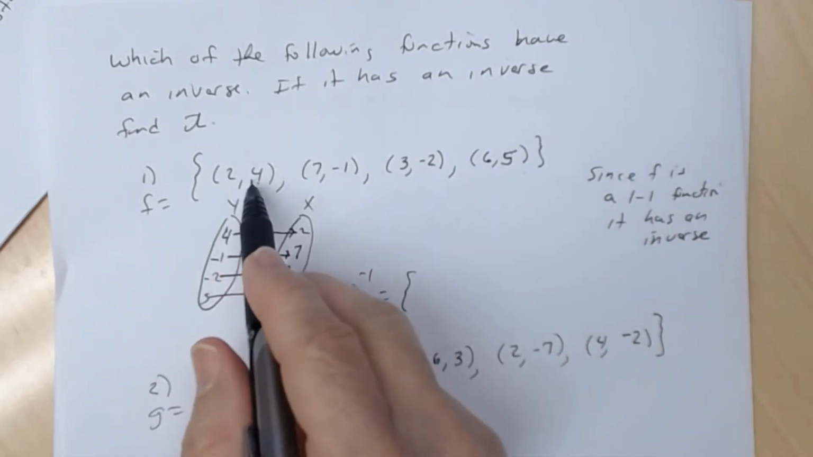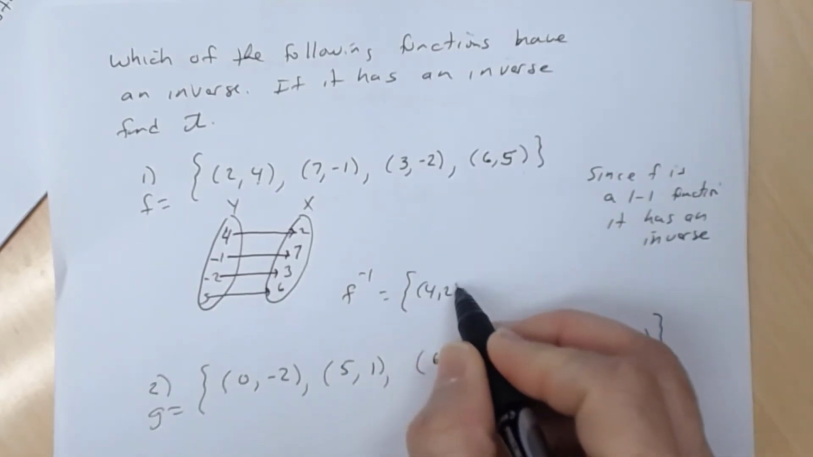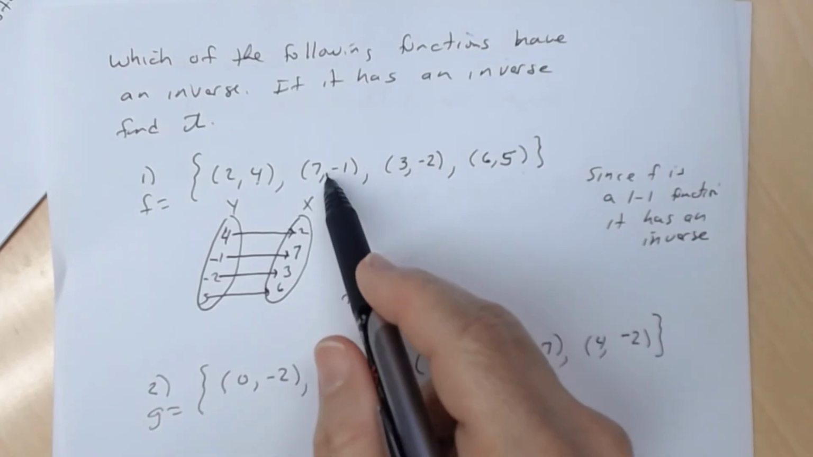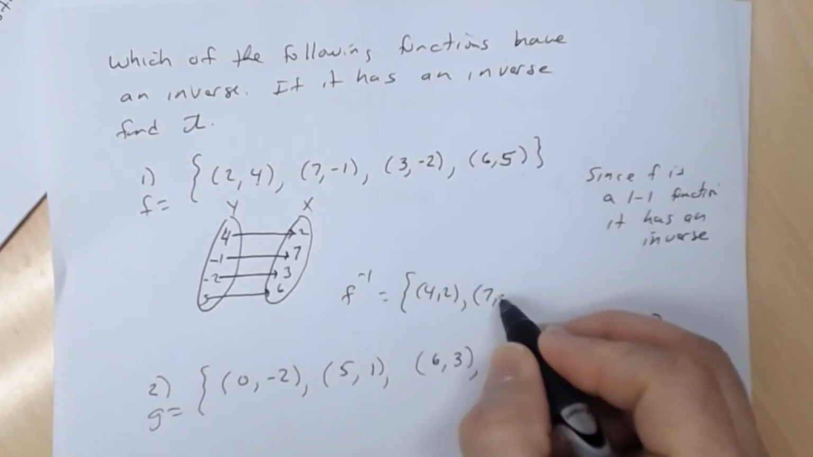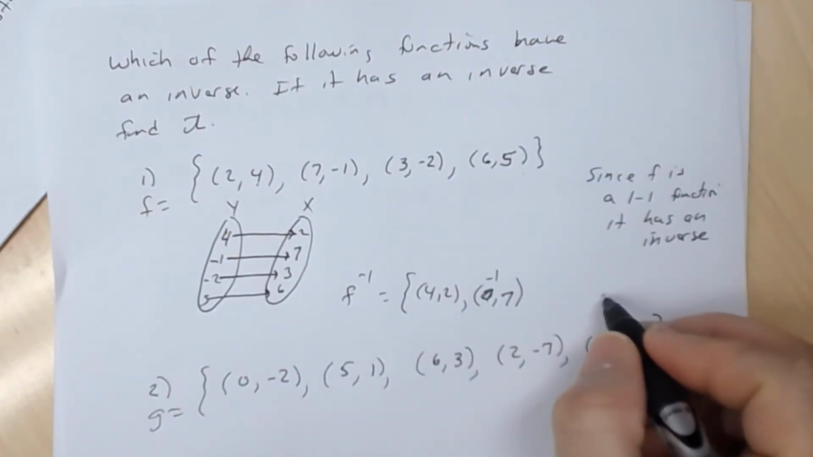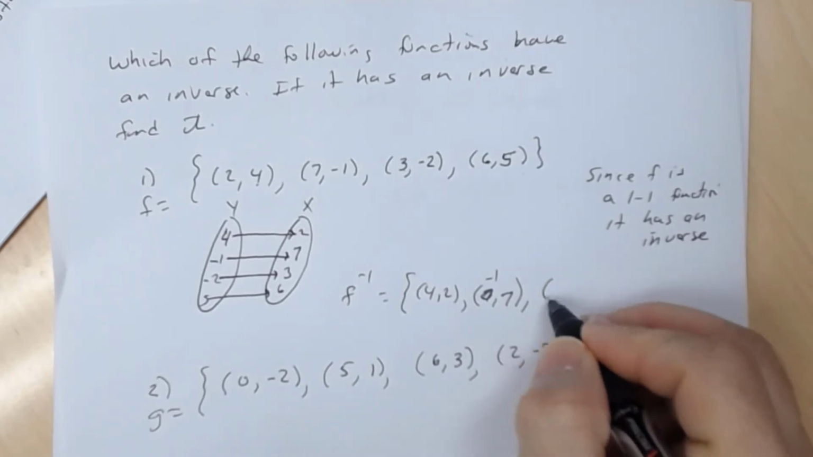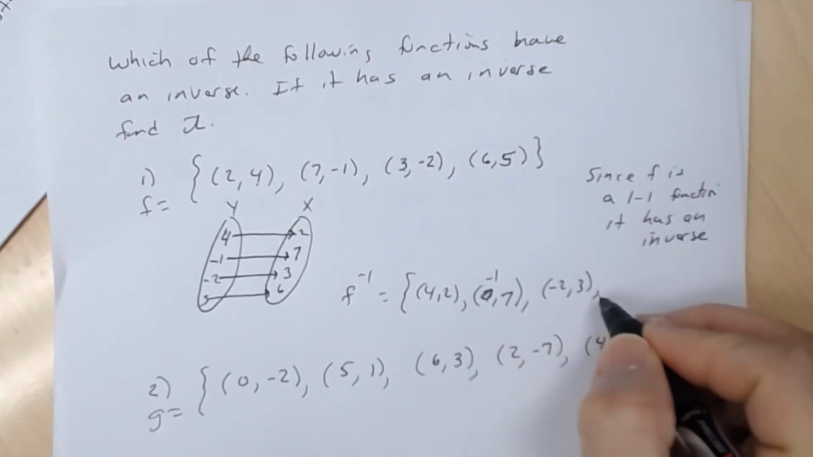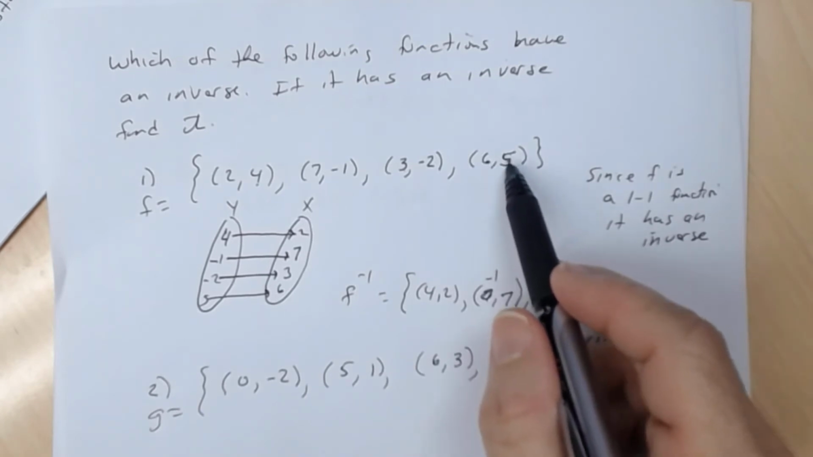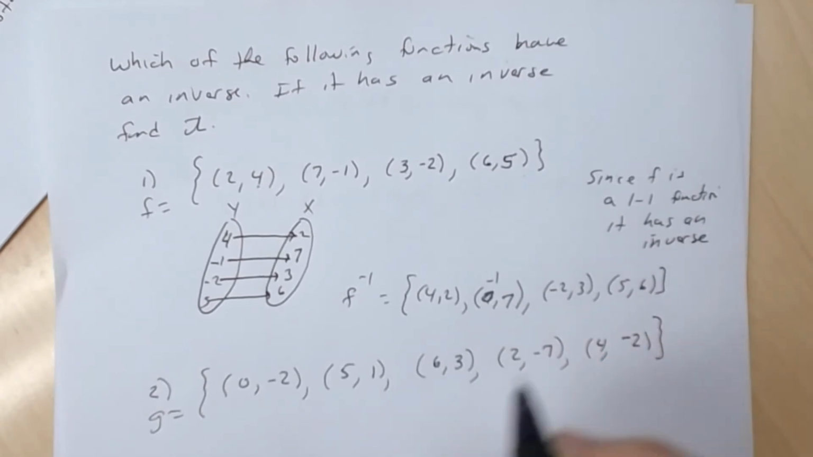So if the point (2, 4) is on the function f, then (4, 2) is going to be on the inverse. If the point (7, -1) is on the function f, then (-1, 7) is going to be on the inverse. If the point (3, -2) is on the function f, then (-2, 3) is going to be on the inverse. If the point (6, 5) is on the function f, then (5, 6) is going to be on the inverse. And so there's your inverse. So that's how you find the inverse of a set of ordered pairs, if it's one-to-one.